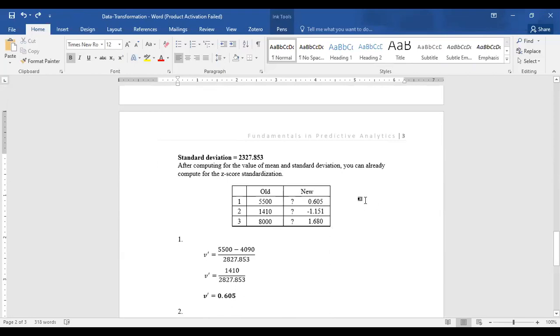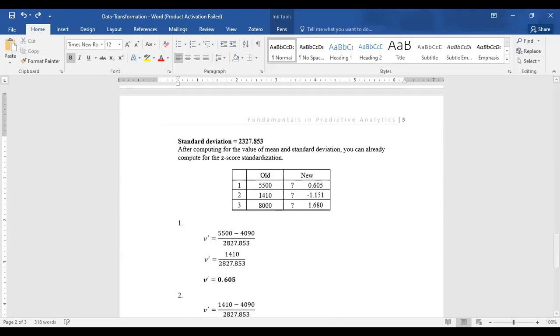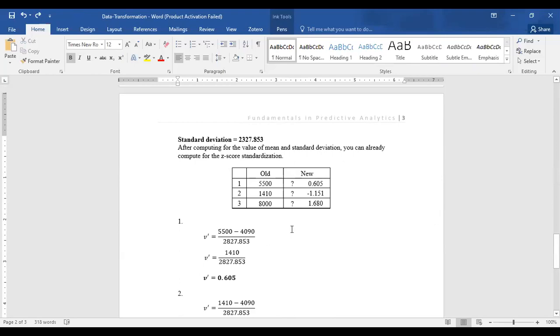And then for computing the Z-score, so that's the first process, right? The first process is we have to find first the mean and the standard deviation. And after computing the standard deviation and the mean, we have to compute the formula in getting the Z-score. So the value is equal to the value minus 4,090 divided by the computed standard deviation, which is 2,827.853.